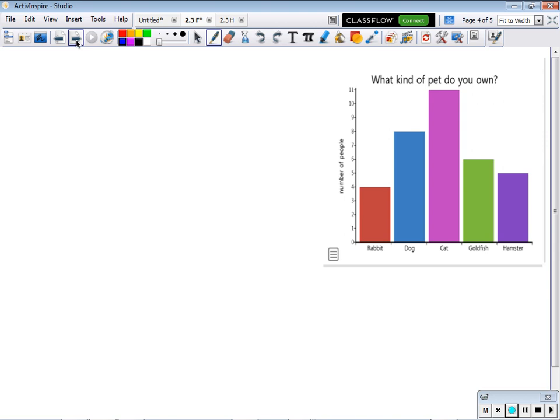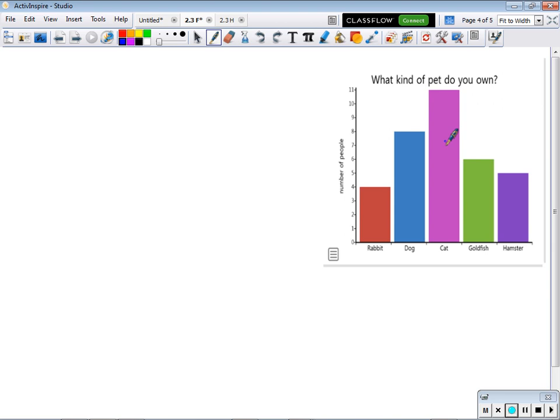So if you flip your answer sheet over and take a look at question number 1 in the practice problems 2.3f, you have this graph here, and it says, what kind of pet do you own? So this is numbers 1 through 7 in the classwork assignment that you're working on. So question number 1 says, what pet did the most amount of students own? So if you look here, you have cat, which would be the tallest bar here. So more people owned a cat than any other pet. So that's the answer for number 1.